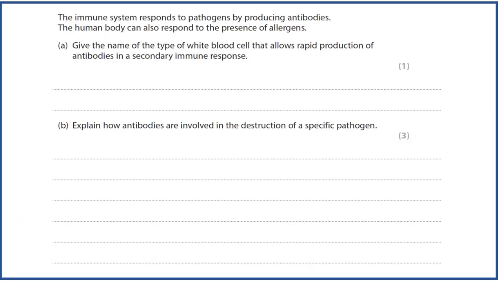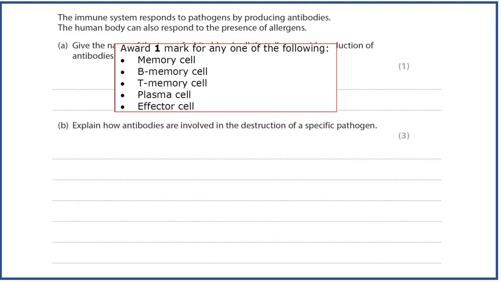So some example questions. The immune system responds to pathogens by producing antibodies. The human body can also respond to the presence of allergens. Give the name of the type of white blood cell that allows rapid production of antibodies in a secondary immune response. So you could either say memory cells, memory B cells, memory T cells, plasma cells, or effector cells. We've not done effector cells, so I would ignore that one.